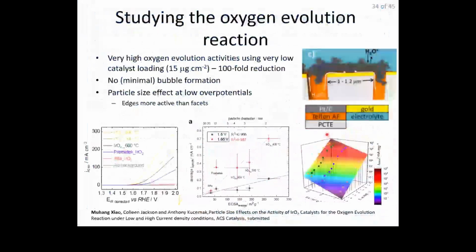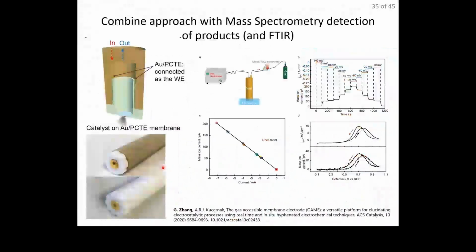And I'm just going to skip over this because we're running out of time, just to say that we can also use this approach for oxygen evolution. So here's where we look at oxygen evolution on these sorts of electrodes, and even using very, very low loadings of 50 micrograms of iridium oxide on the surface, we can actually see current densities up to several hundred milliamps per square centimetre at very, very high overpotentials without the formation of any bubbles. So that's a really nice thing about this approach.